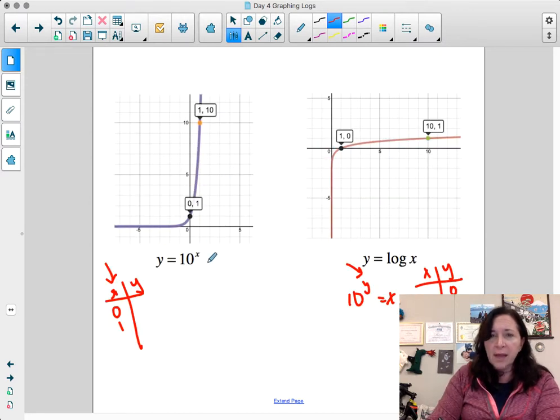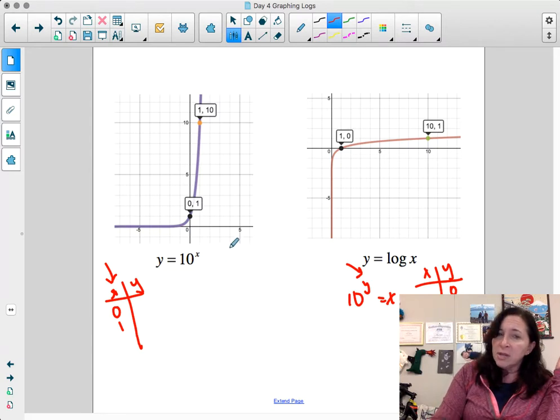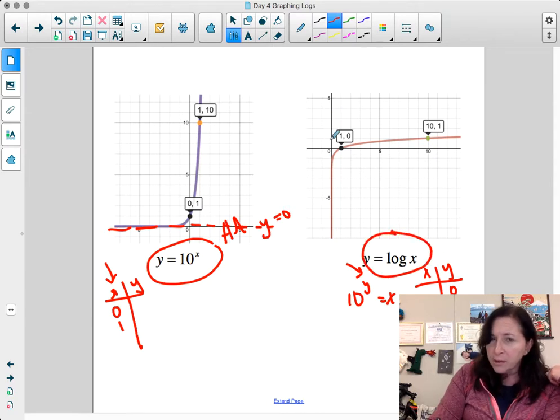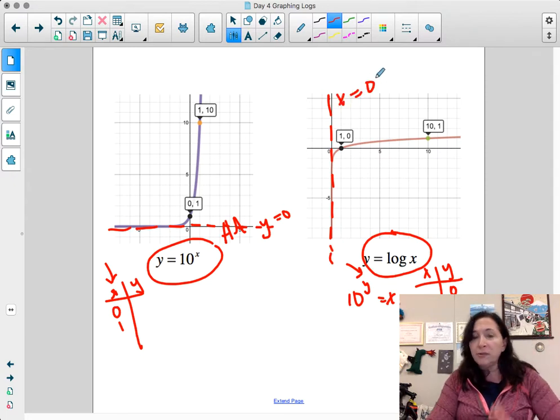Because some of your graphs, like in the previous slide, have vertical asymptotes, and then we have horizontal asymptotes. Exponential equations have horizontal asymptotes, and they start off right here at y equals 0. But this being a logarithmic equation, you have an asymptote that starts here at x equals 0 before you do any kinds of transformations.